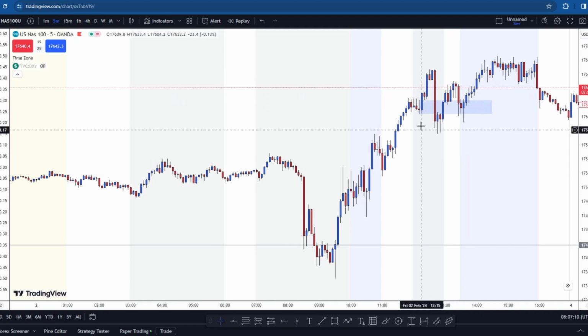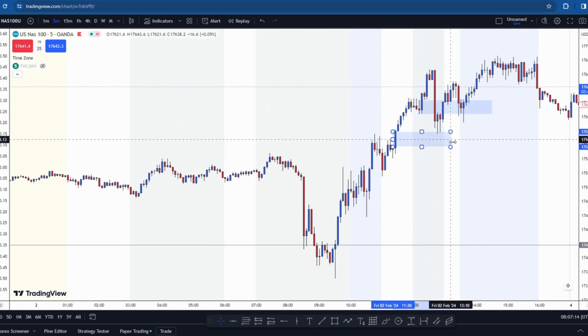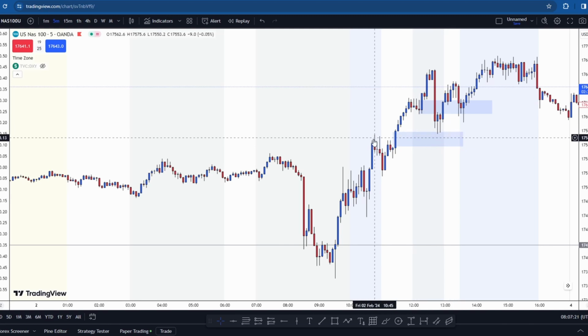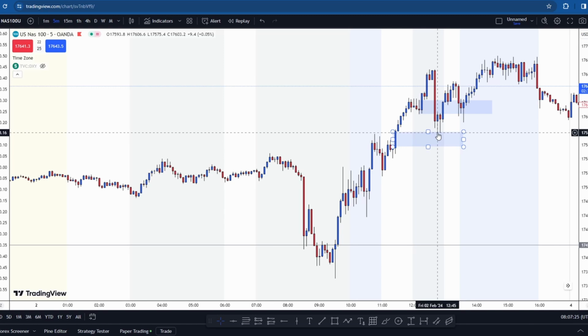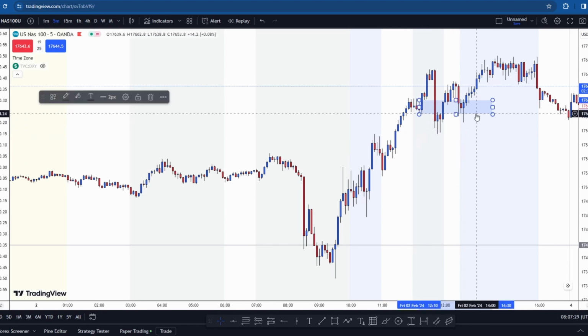And if there is a fair value gap below the demand zone like this, then only use that fair value gap for entry. And if there's any order block below this liquidity pool, then you can also use it. So that's how you have to enter in the market.